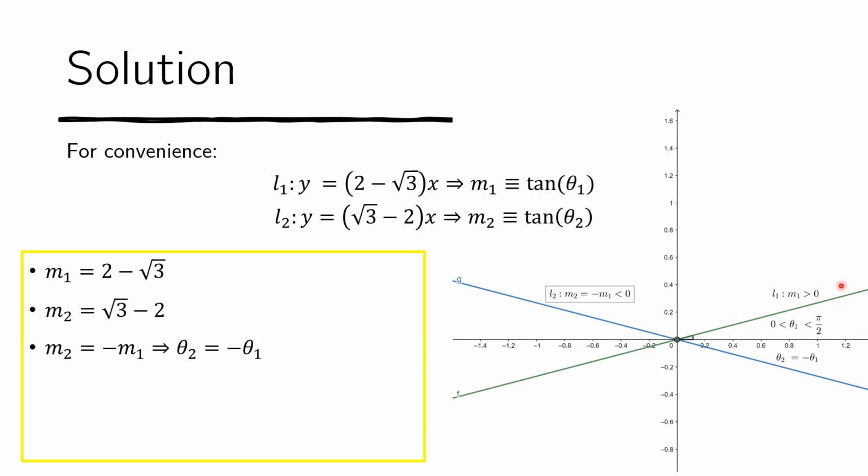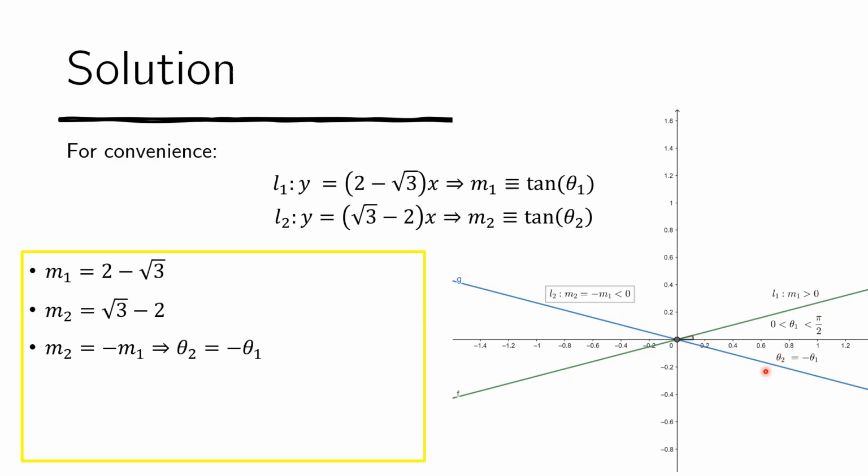So we have that line. And then we saw that M2 is just the negative of M1. And so that line is decreasing. It looks like this. And θ1 is the angle that L1 makes with the positive x-axis, so this is θ1 here. And θ2 is just the negative of θ1, and so it's this angle here.